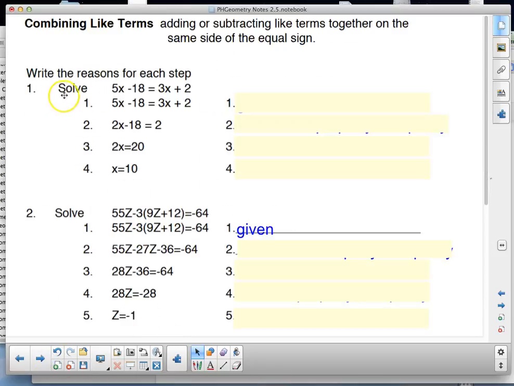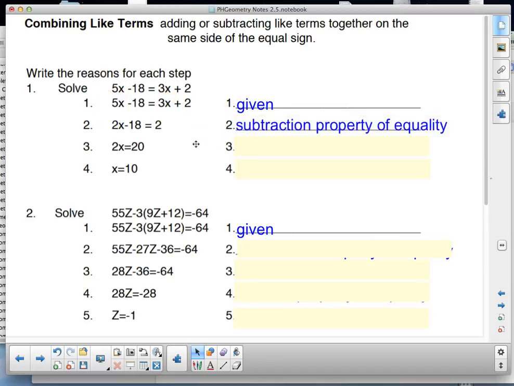So now we're taking an algebraic sentence, 5x minus 18 equals 3x plus 2. We're going to solve it. Okay, my reasoning for writing down 5x minus 18 equals 3x plus 2 is that it was given. Now, what did I do from step 1 to step 2? It looks like I subtracted 3x on both sides, subtraction property of equality.